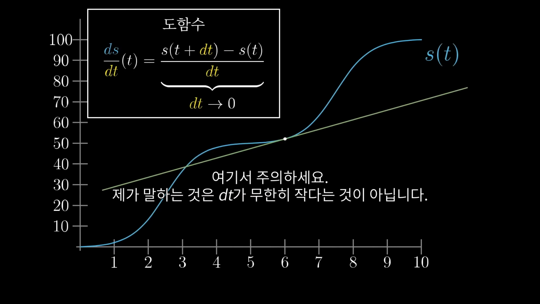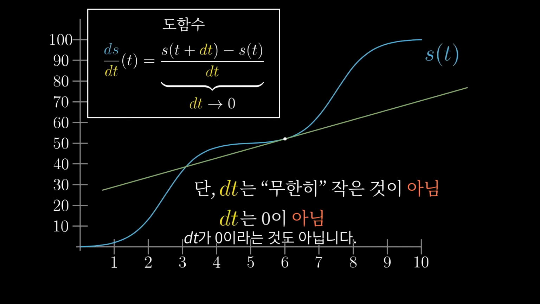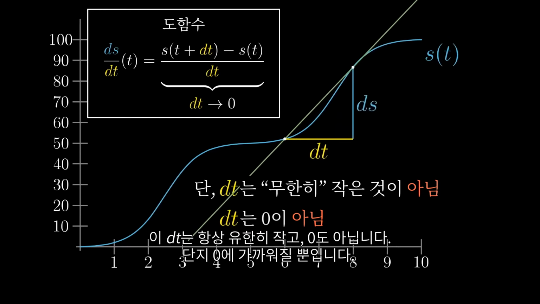Now, notice what I'm not saying. I am not saying that the derivative is whatever happens when dt is infinitely small, whatever that would mean. Nor am I saying that you plug in 0 for dt. This dt is always a finitely small, non-zero value. It's just that it approaches 0 is all.